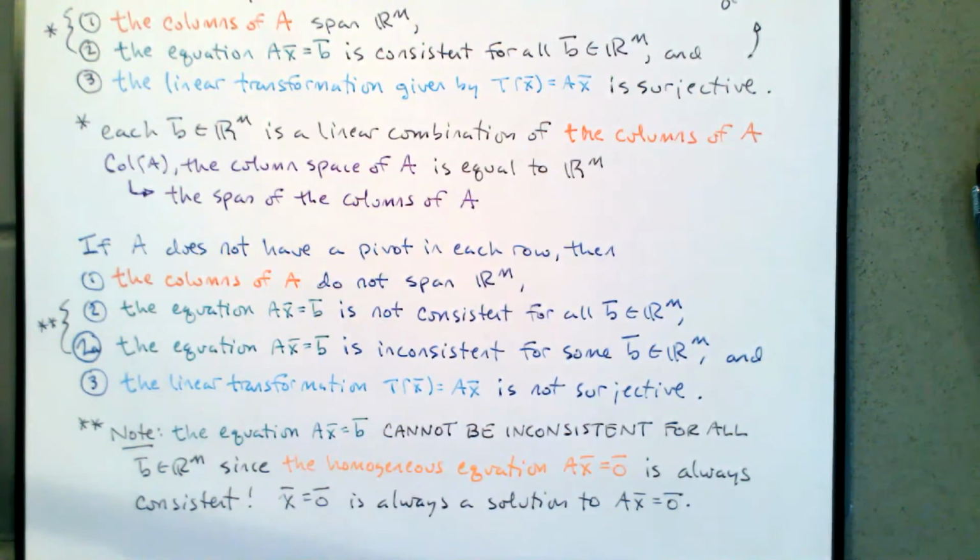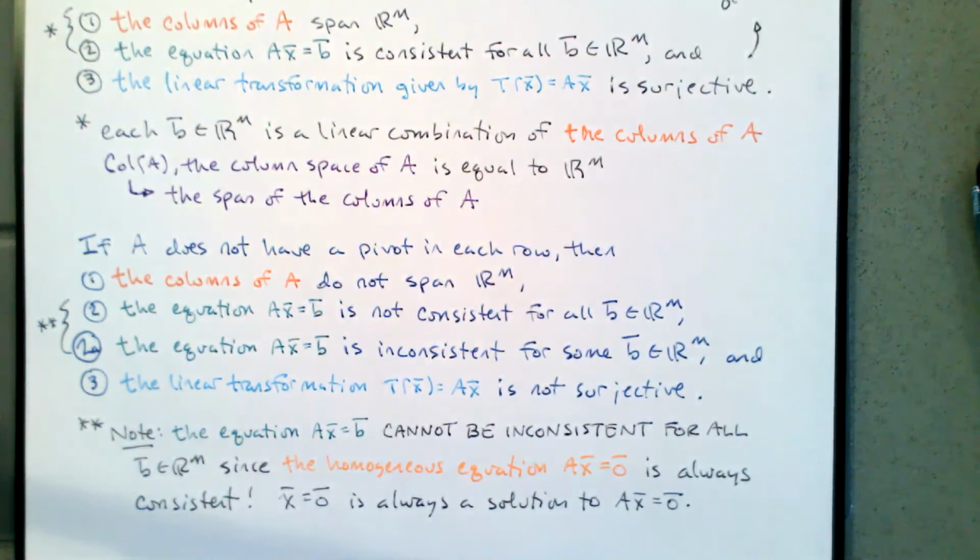So if A, the matrix, does not have a pivot in each row, then we can say that the columns of A do not span Rm. Sometimes negating a statement is as easy as sticking "does not" in front of the verb, like we have in this case. If A, the matrix, does not have a pivot in each row, then the columns of A do not span Rm.